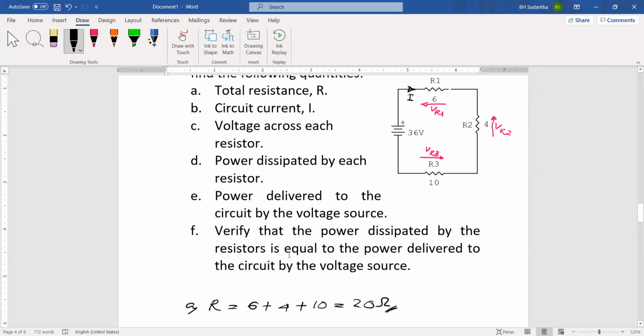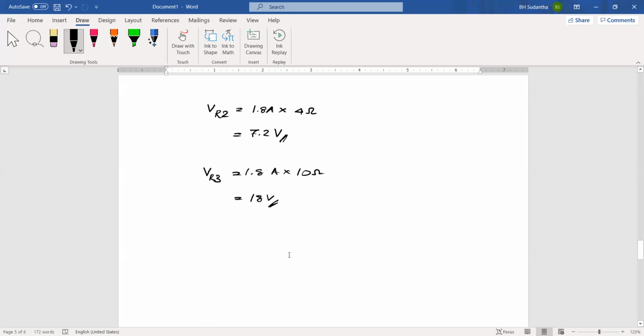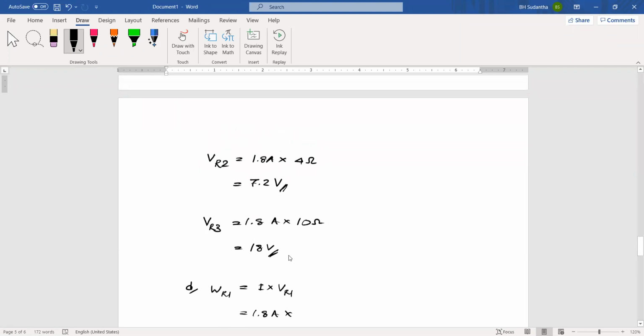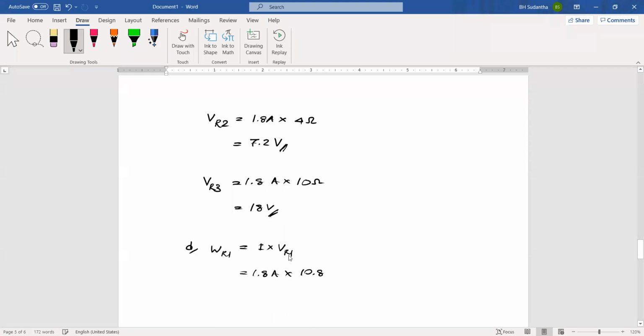D: power dissipated by each resistor. Wattage of R1, you can find I times VR1: I is 1.8 ampere, VR1 is 10.8 volts. It's 19.44 watts.